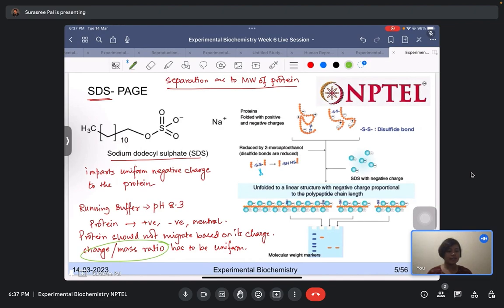You can see in this SDS molecule there is this hydrophobic region. This hydrophobic region will interact with the hydrophobic region of the protein, and it will impart this negative charge to the entire protein. Now how do we prepare our protein sample? We treat our protein samples with SDS, and there is another denaturing or reducing agent, which is called beta-mercaptoethanol.